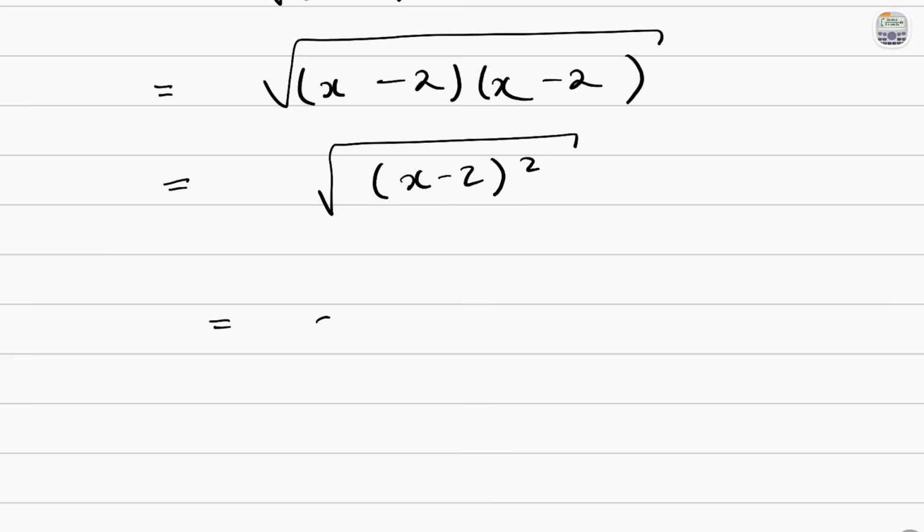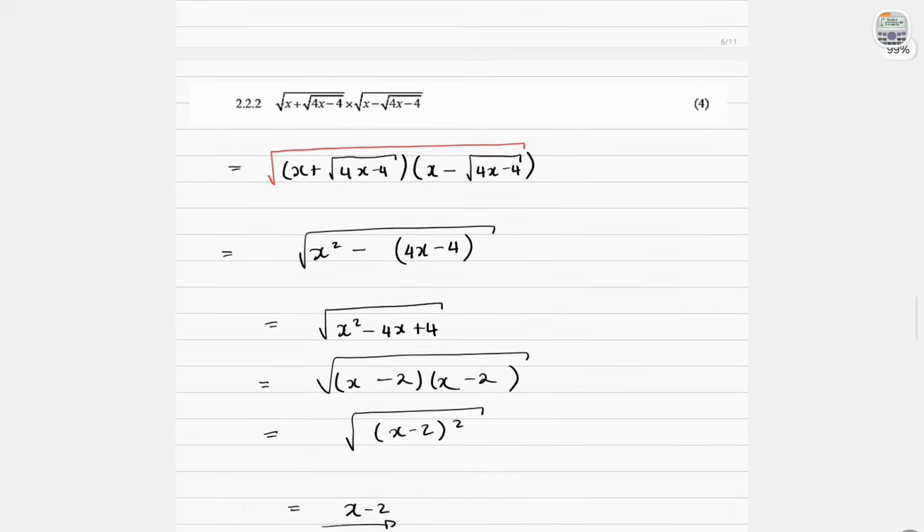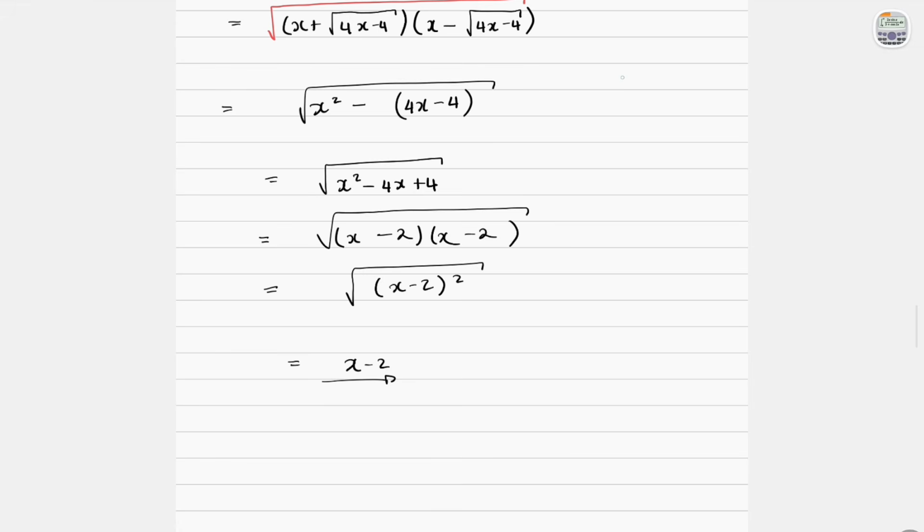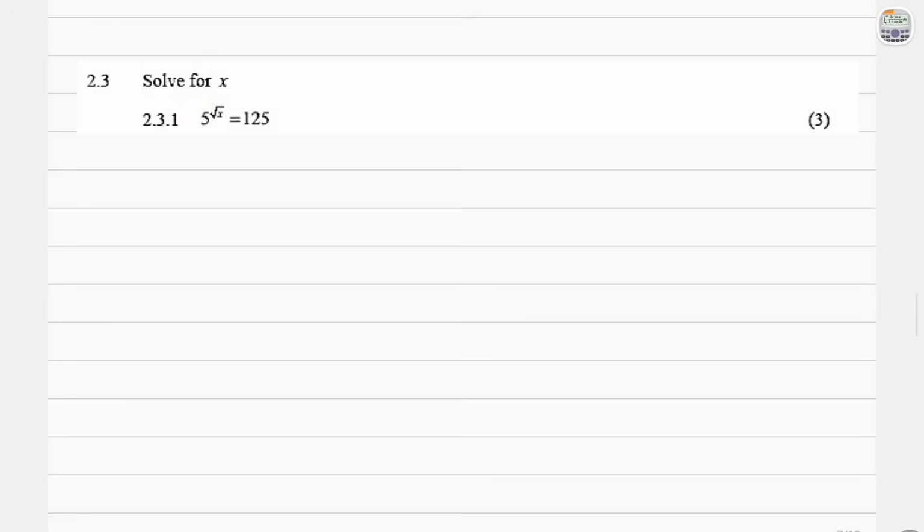And so it finally just becomes x minus 2. And that is our answer. And that is it for this question. Moving on to the next question. Question 2.3 says, solve for x.